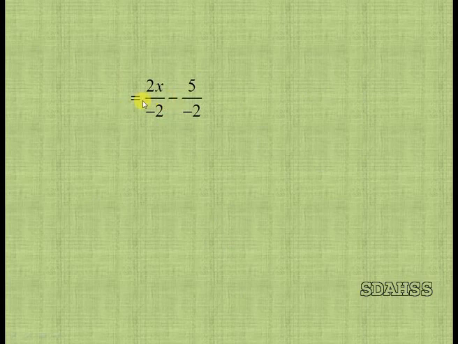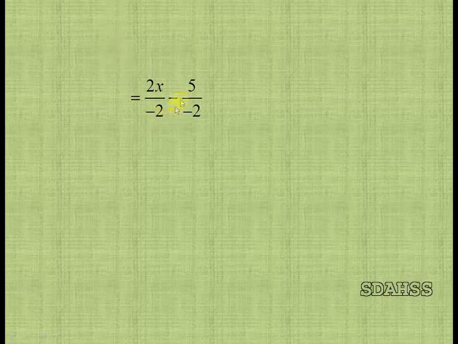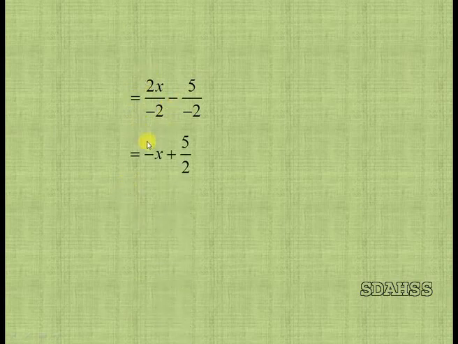Split the terms: 2x minus 5 by minus 2 splits into two terms, 2x by minus 2 minus 5 by minus 2. The 2s cancel. So this becomes minus x plus 5 by 2.